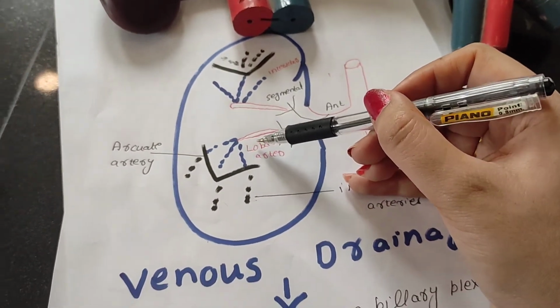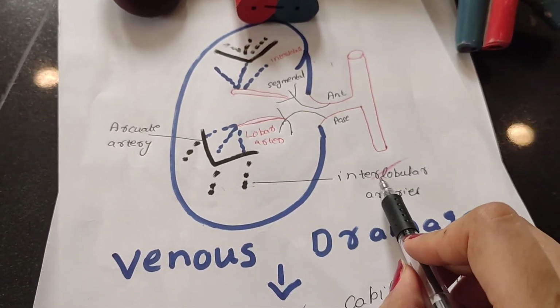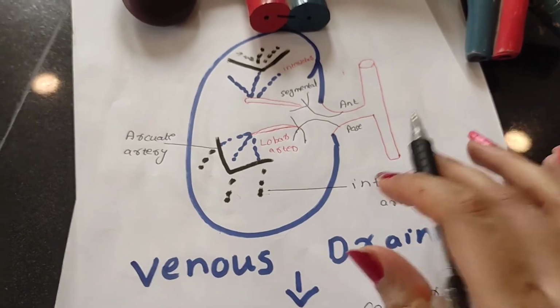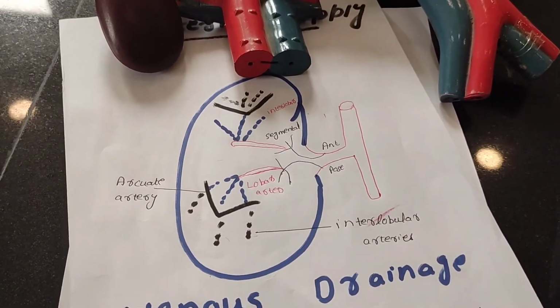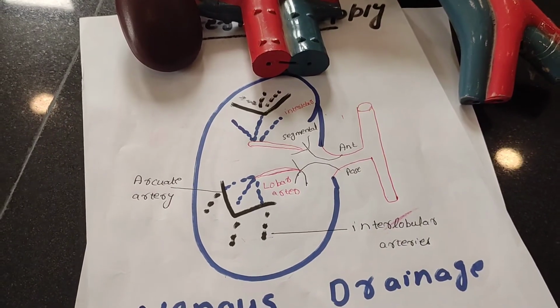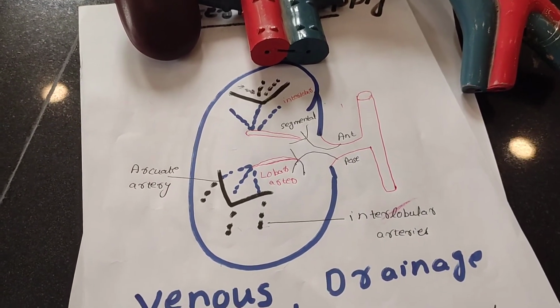Now these arcuate arteries are further going to divide and will give the interlobular arteries. ये जो interlobular arteries हैं, these are the end arteries and they are not anastomosing with any of the artery, and these are the end arteries for the blood supply of kidneys.